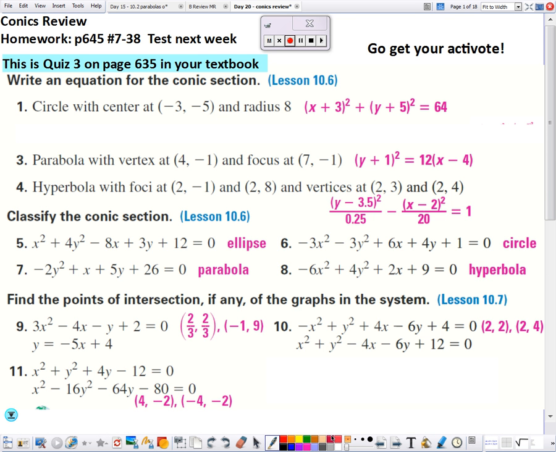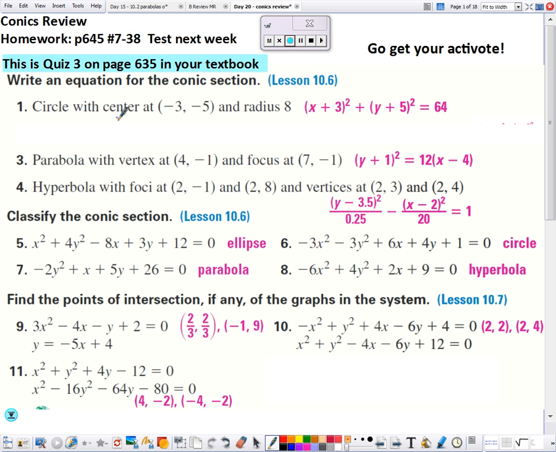Okay, so for number 1, it's a circle, so I'm going to do x minus the center point plus y minus the center point equals the radius squared. So we got this equation.